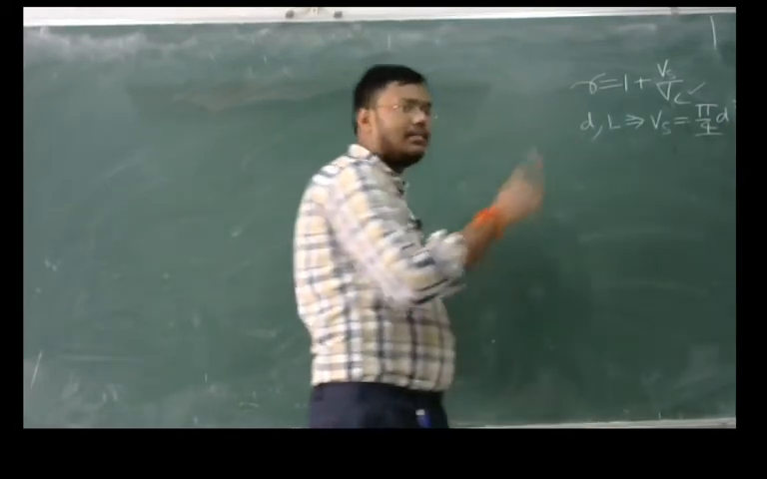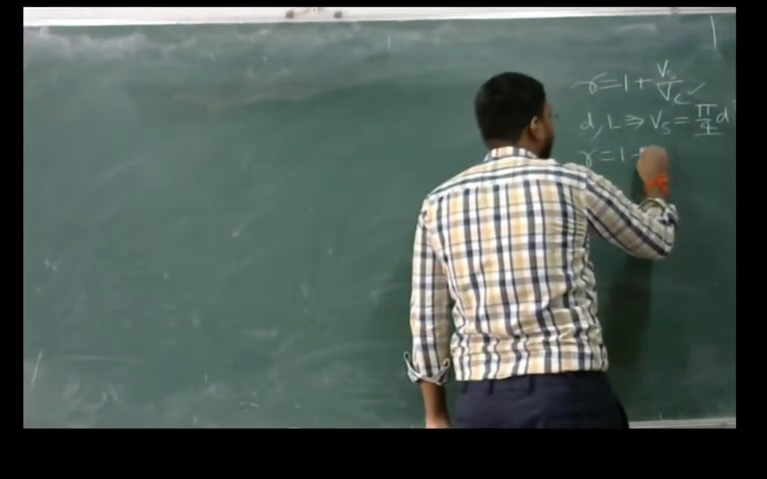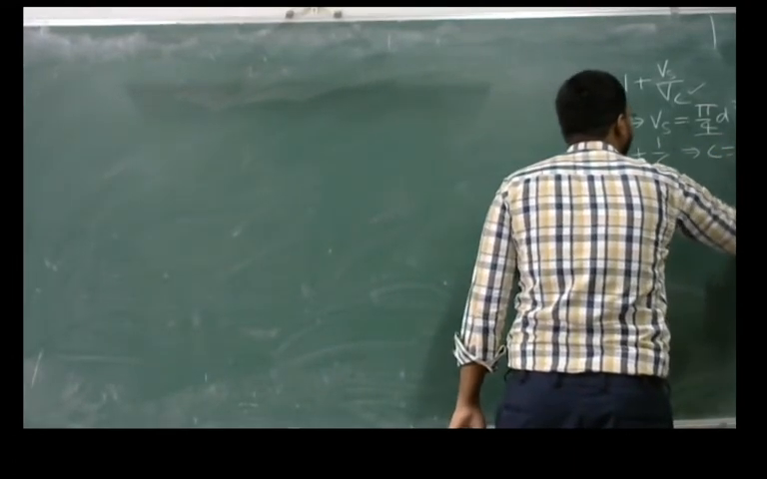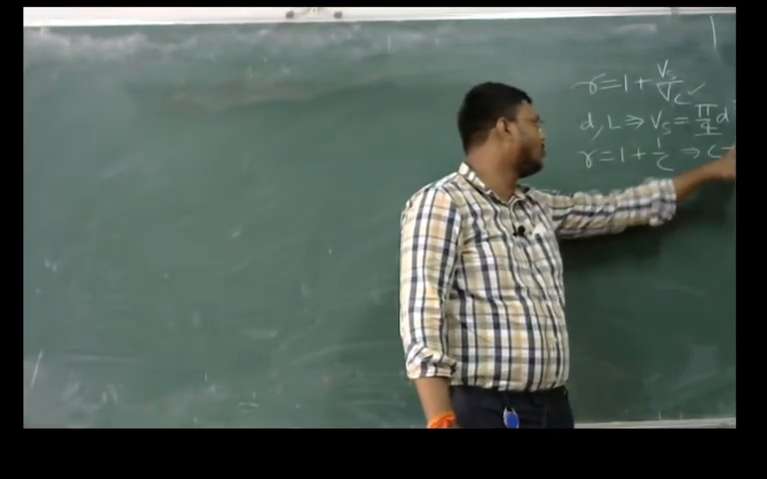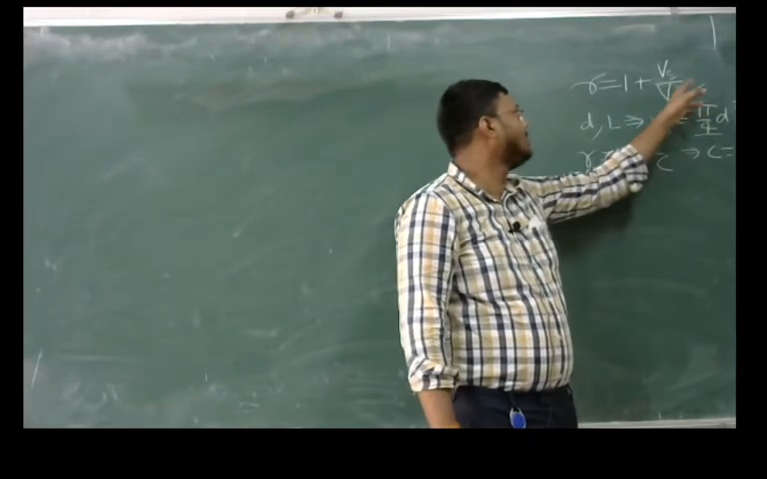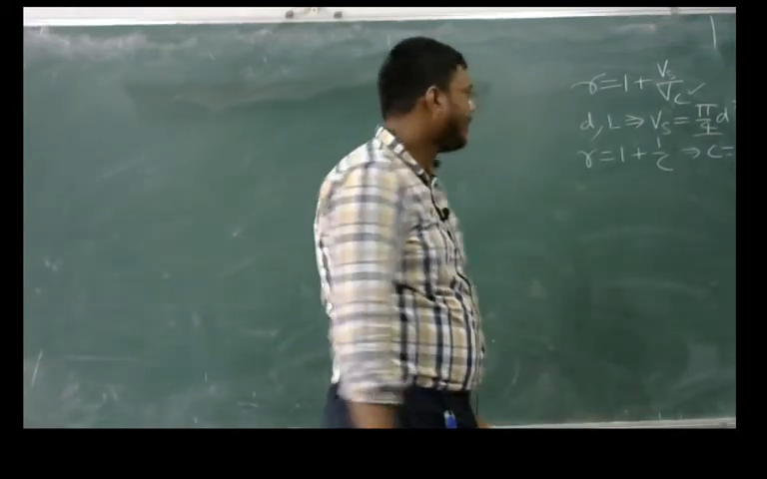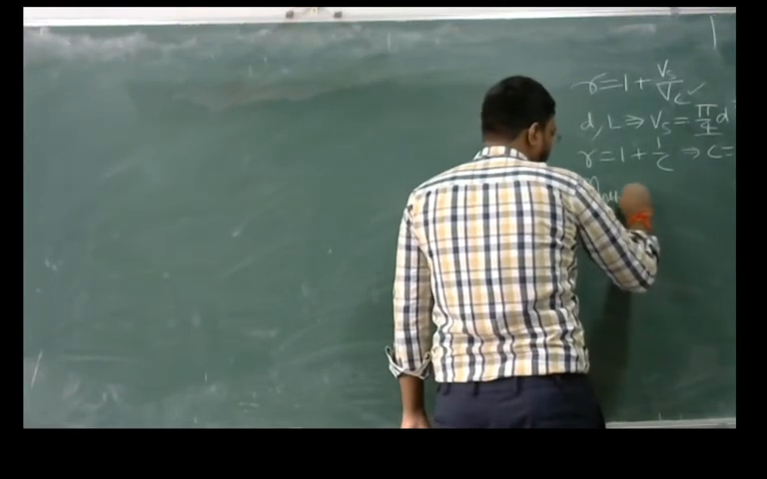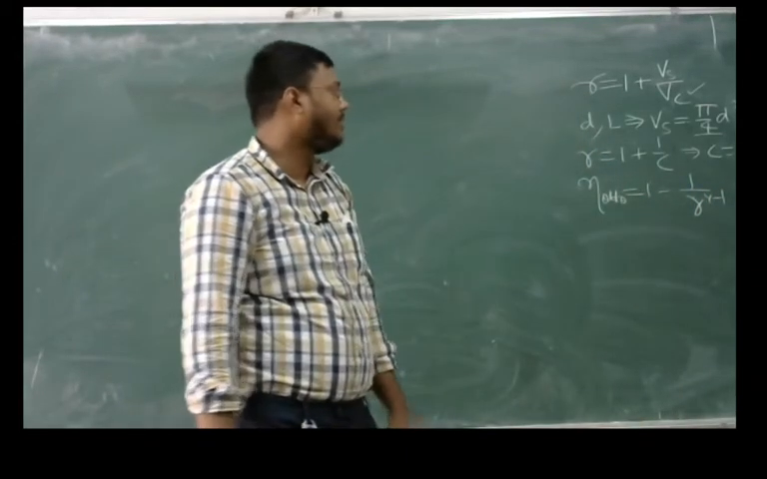Also, there is a relation between compression ratio and clearance ratio. R is equal to 1 plus 1 by C, as clearance ratio C is equal to Vc by Vs. So Vs by Vc is equal to 1 by C. This is also a formula we need to remember. Next is the formula for efficiency of the Otto cycle: eta Otto is equal to 1 minus 1 by R to power gamma minus 1.